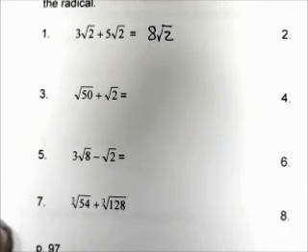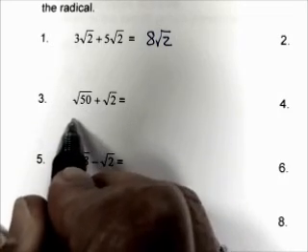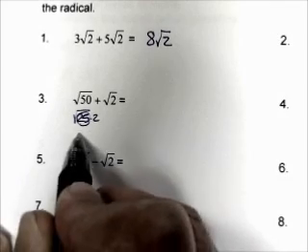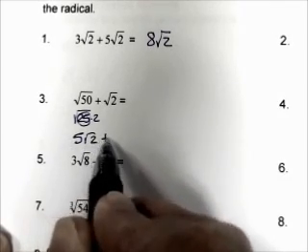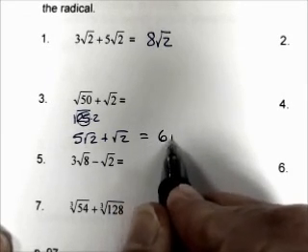Number 3, square root of 50 plus the square root of 2. They're not like radicals, so we simplify square root of 50. We're thinking 25 times 2. And the square root of 25 is 5. So 5 square root of 2 plus the square root of 2. 5 plus 1 is 6, so 6 square root of 2.